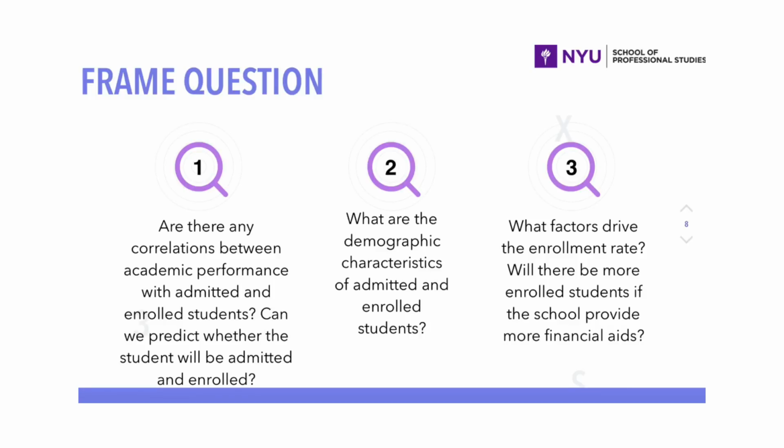Our frame questions have 3 parts. The first question is, are there any correlations between academic performance with admitted and enrolled students? Can we predict whether the student will be admitted and enrolled? The second question is, what are the demographic characteristics of admitted and enrolled students? The third question is, what factors drive the enrollment rate? Will there be more enrolled students if the school provides more financial aid?